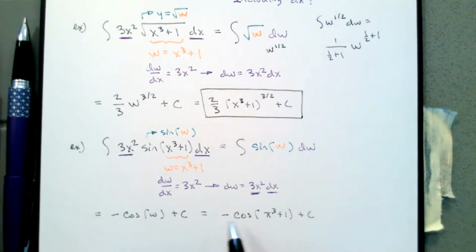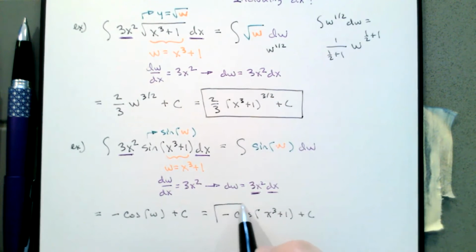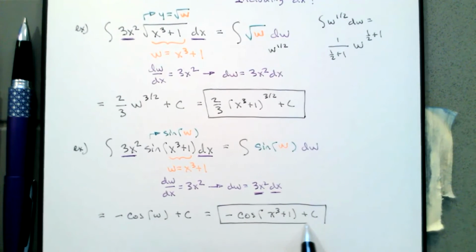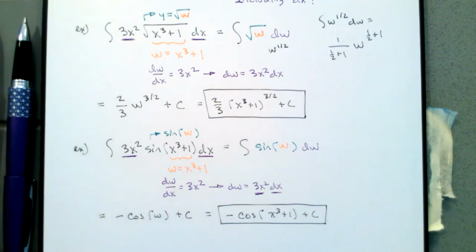Professor, wouldn't it be positive cosine? The derivative of cosine is negative sine. So the integral of sine is negative cosine. Oh, okay.